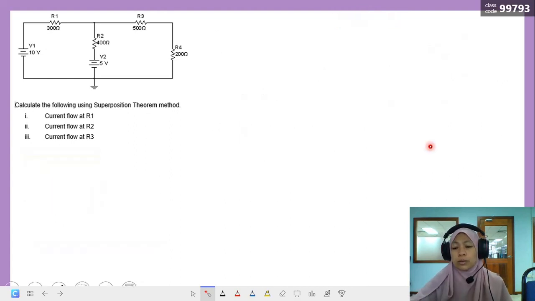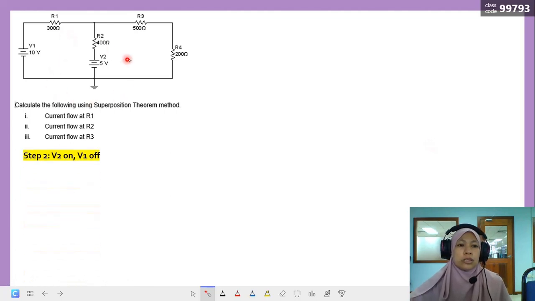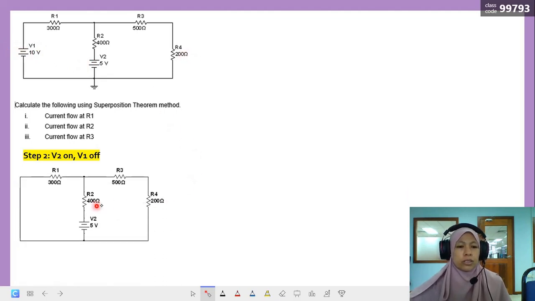And then we go to step 2. In step 2, we turn on V2 and then we turn off V1. So the circuit will be like this. V1 is replaced with short circuit. So we repeat the step by drawing the current flow. So we draw here, this is IA, and then this is IB, and then this is IC.